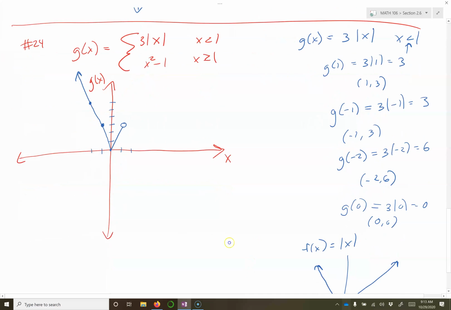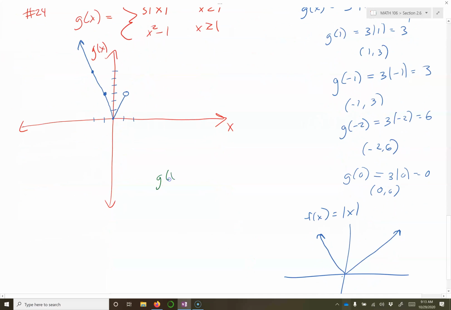All right, now the next one, we know what this is going to look like. g of x is equal to x squared minus 1, when x is greater than or equal to 1. So again, the critical point is 1. g of 1 is 1 squared minus 1. Well, how about that? That's 0. So we have a point 1, 0.